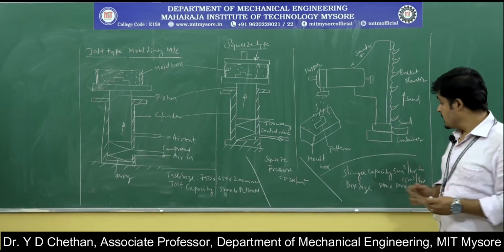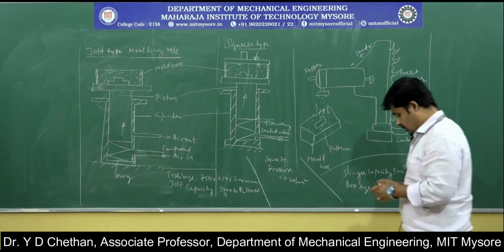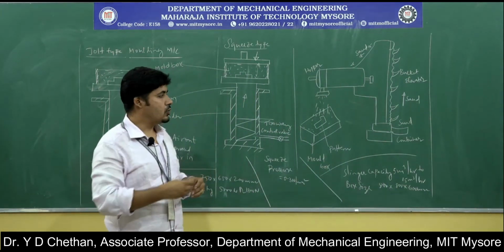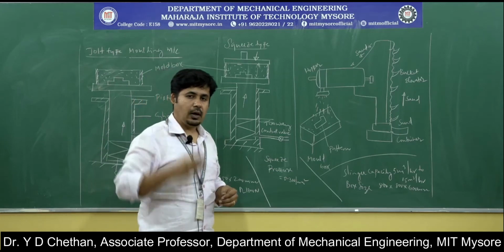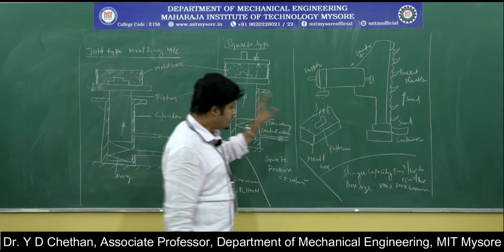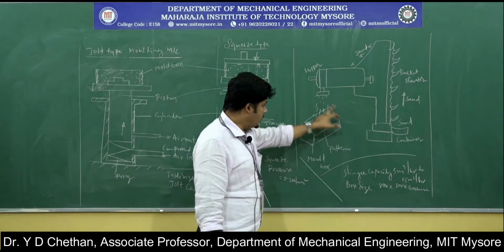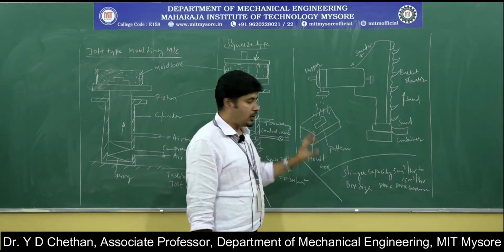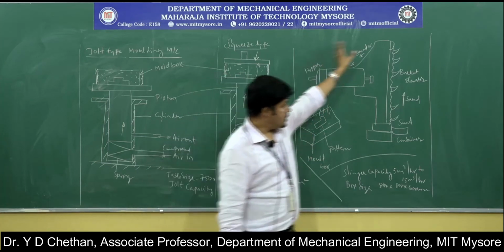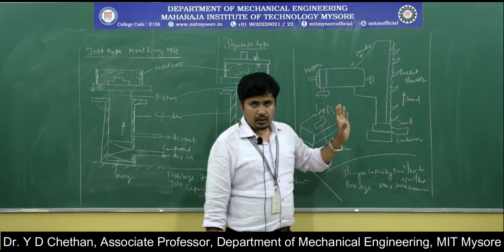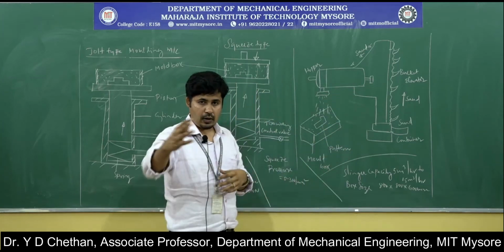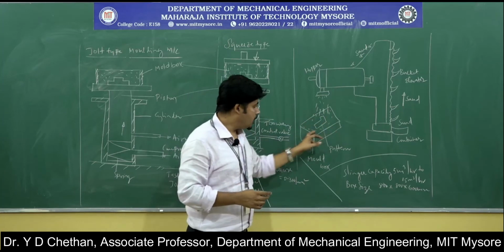molding machine is the sand slinger machine. Slinger, in the sense that you can throw something with very good velocity. Here this is the pattern, and this is the mold box. The intention is to fill the mold box, so we are using this sand slinger machine. This machine is capable of throwing the ingredients with a higher velocity to fill the mold box.